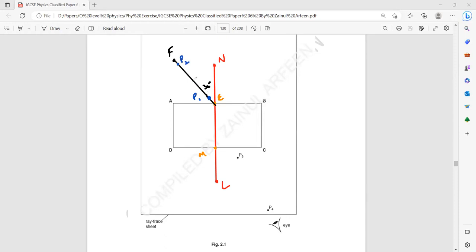Is it clear? The order can be different. P1 can be this one and P2 the other. As they did not mention that P1 is closer and P2 is away, the order can be different. This can be P1, the other one will be P2. So it won't make a difference. But the idea is that one of the pins should be closer to the refracting surface, and the two pins should be 5 centimeters apart.